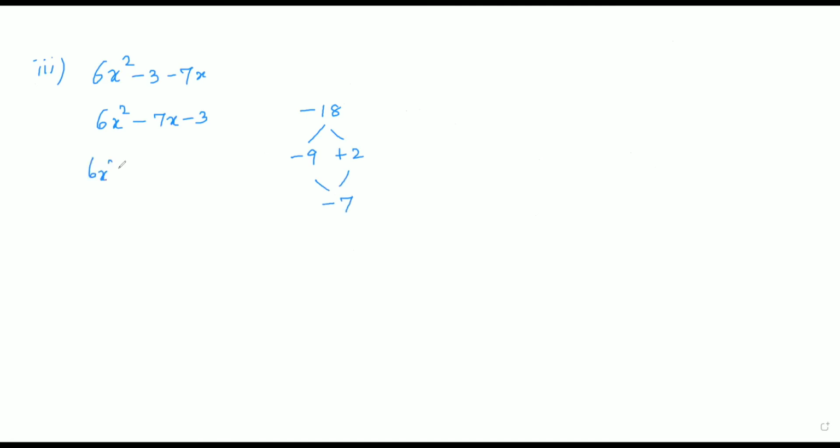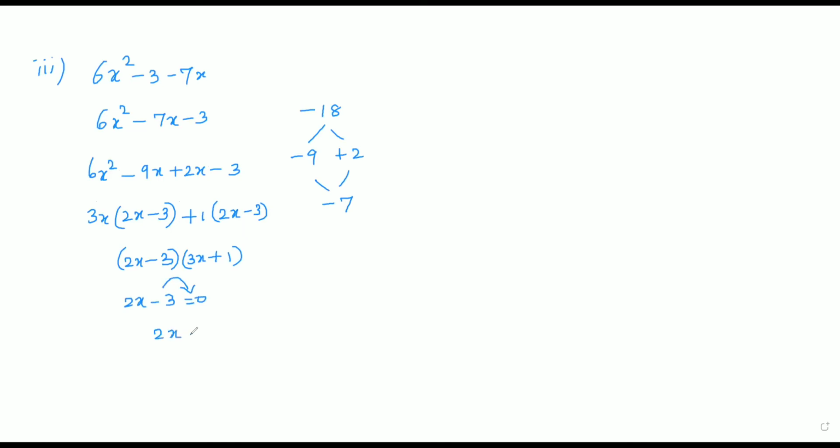6x squared minus 9x plus 2x minus 3. Now you can take 3x commonly out. So you get 2x minus 3. And take plus 1 commonly out. You get 2x minus 3. Take 2x minus 3 commonly out, you get 3x plus 1. So when you equate this to 0, you get 2x is equal to 3.